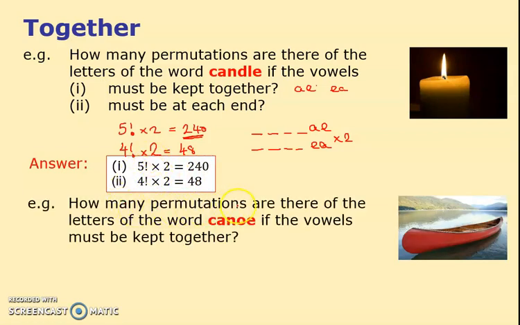Another one here. How many permutations are there of the letters of the word canoe if the vowels must be kept together? Well, you can see the vowels. In fact, there are 3 vowels: A, O, E. Now, the last time I had A and E, I was able just to say there are 2 of them.